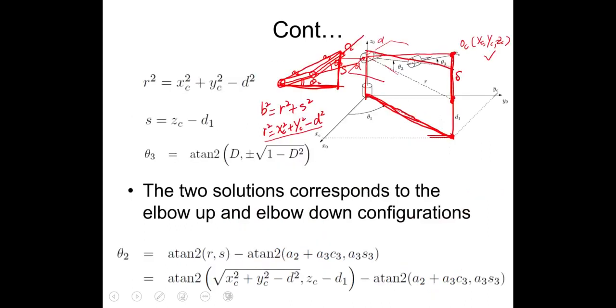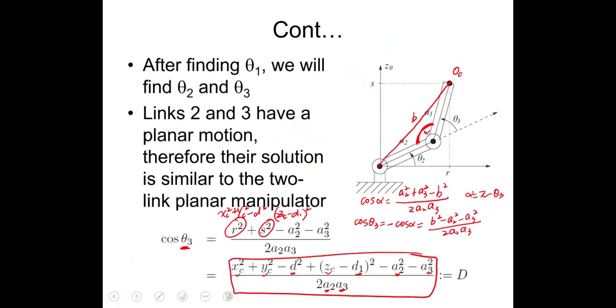Once we know theta 3, we can start to calculate theta 2. Theta 2 is this angle. If we want to calculate this angle, we need this clear figure: theta 2 equals this big angle minus this small angle. If we call the big one beta and the small one gamma, then theta 2 equals beta minus gamma. And what is beta?